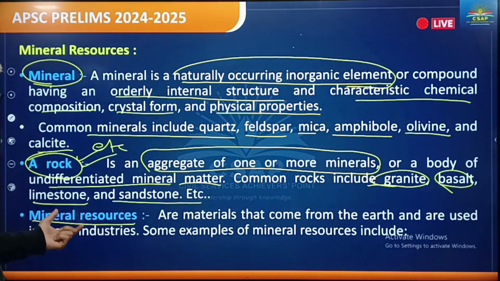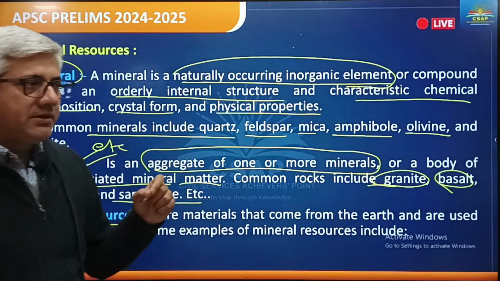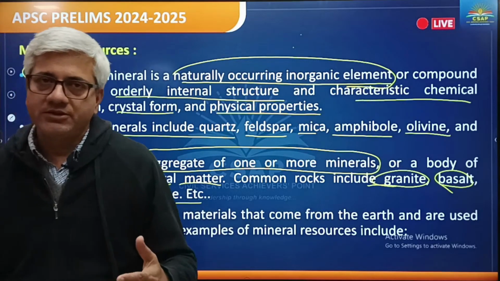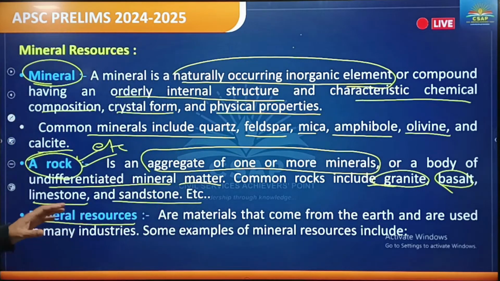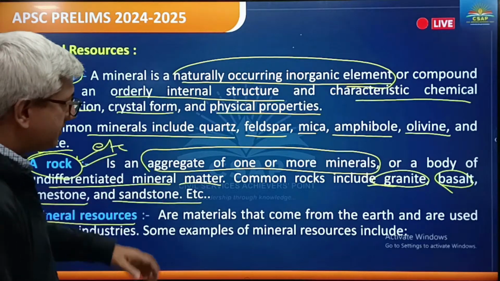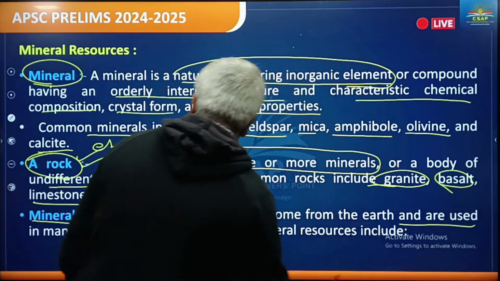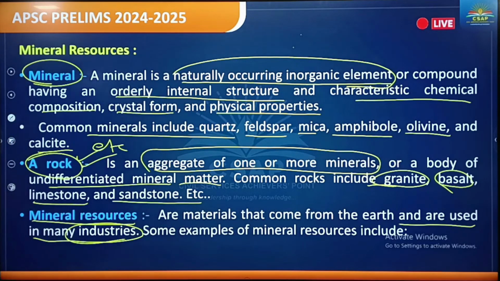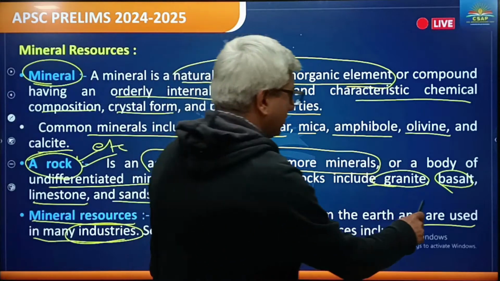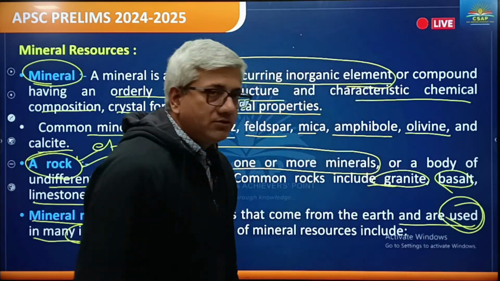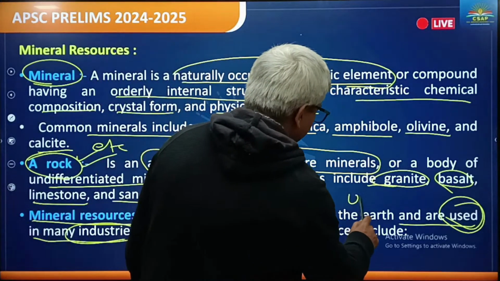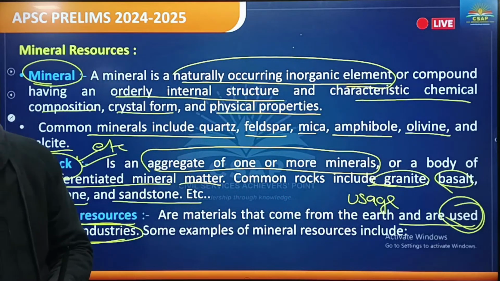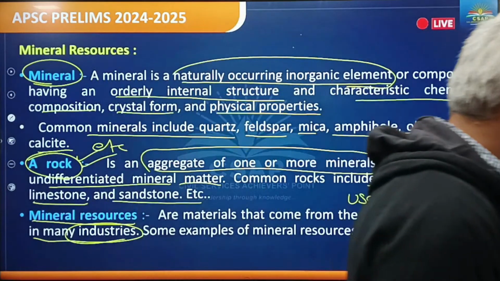So, mineral resources are the minerals we can utilize for production purposes, to make products. Mineral resources are materials that come from the earth and are used in many industries. Here the use is very important. There has to be a usage. When the minerals are put to use in various domains, then that is what is called a resource.